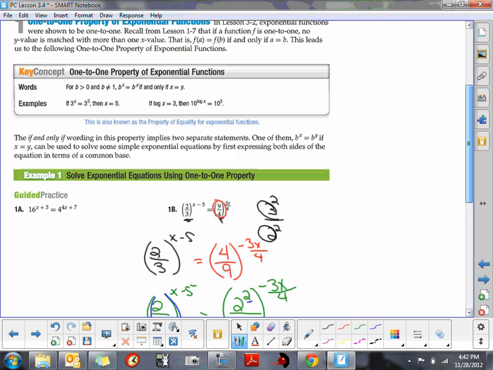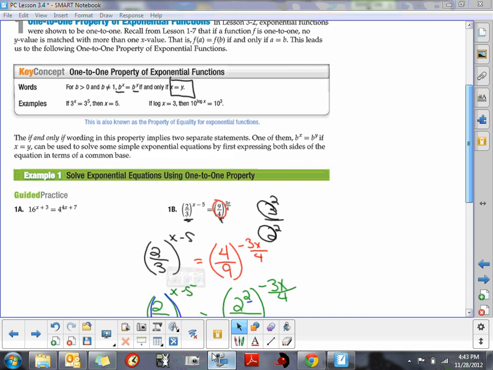So whenever they refer to this one-to-one property of exponents, what we want to do is ensure that our bases are going to be the same. So we want to come back and say if the bases can be the same, then we can force the exponents to be the same, and it gives us a tool or a strategy for solving exponential equations. So that's the first idea in lesson 3-4.